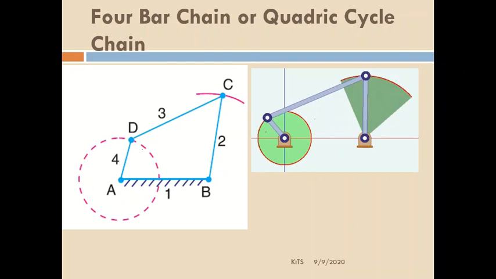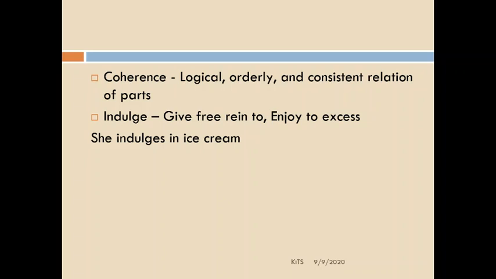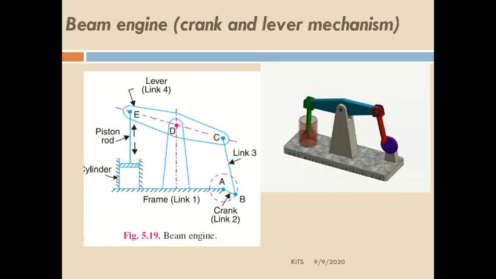Okay, this is a 4-bar chain mechanism. Sorry, not single slider crank chain. It's just a 4-bar chain mechanism. Single slider crank chain we will see later. So it is having 4 links: AB fixed link, AD crank, CD connecting rod, BC lever. Now we are going to see the inversion of 4-bar chain mechanism. This is the first inversion.